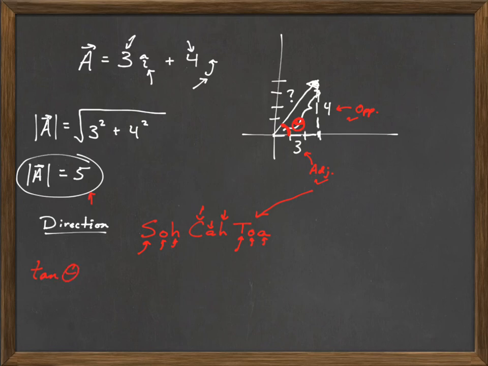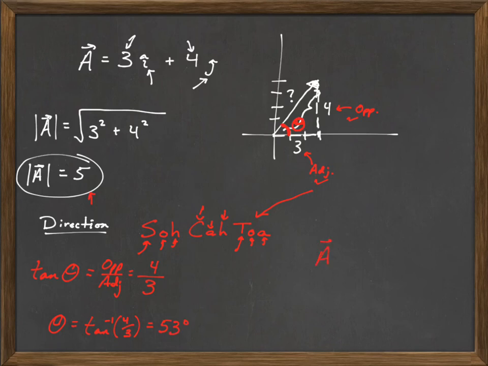So the tangent of this angle is opposite over adjacent, where the opposite side is 4 and the adjacent side is 3. So if I solve this for the angle, we'll have to do the inverse tangent of 4 over 3, and that'll get us right around 53 degrees.